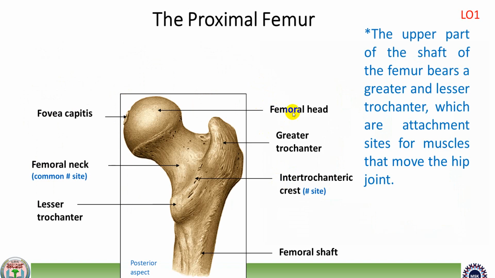This picture shows the parts of the proximal femur that we took in the practical session and in the previous lecture about osteology and radiology of the lower limbs. This is the head, neck, greater trochanter, lesser trochanter, and this is called the intertrochanteric crest. This is a posterior view of the proximal femur.